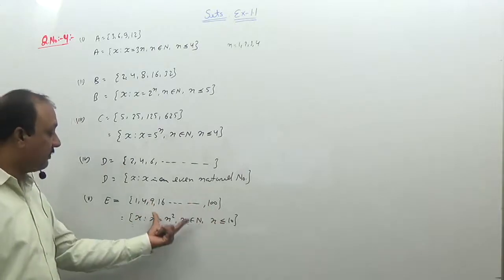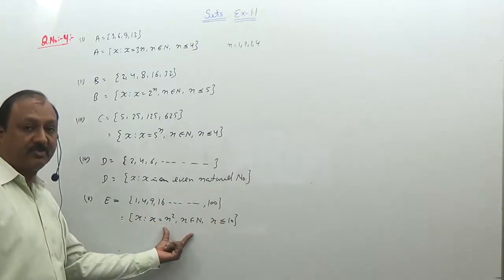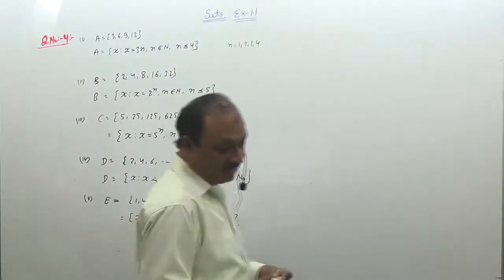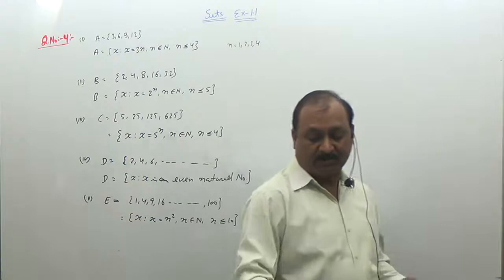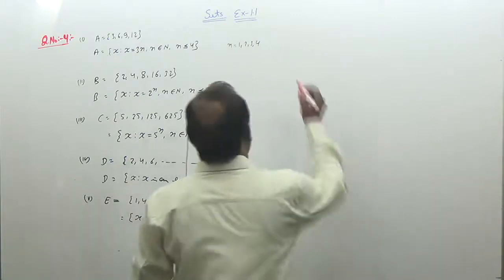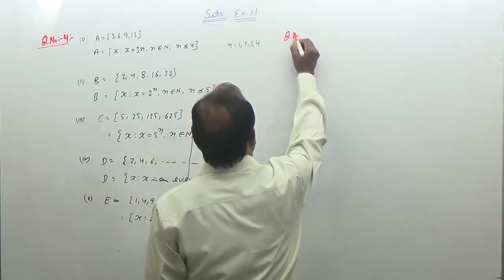So this is our roster form, and this is the set builder form. So we have converted the roster form into the set builder form. These are the very simple processes for conversion between the set builder form and the roster form. Now question number 5.